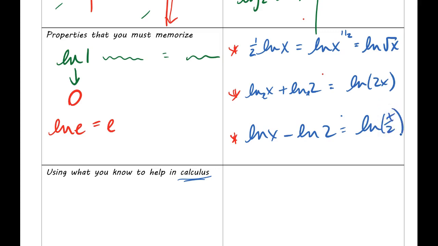So those are your 3 rules. I know you know them, but you do need to be able to go back and forth, and you're going to see a lot of practice on the worksheet that you have. Now, how is this used to help in calculus?